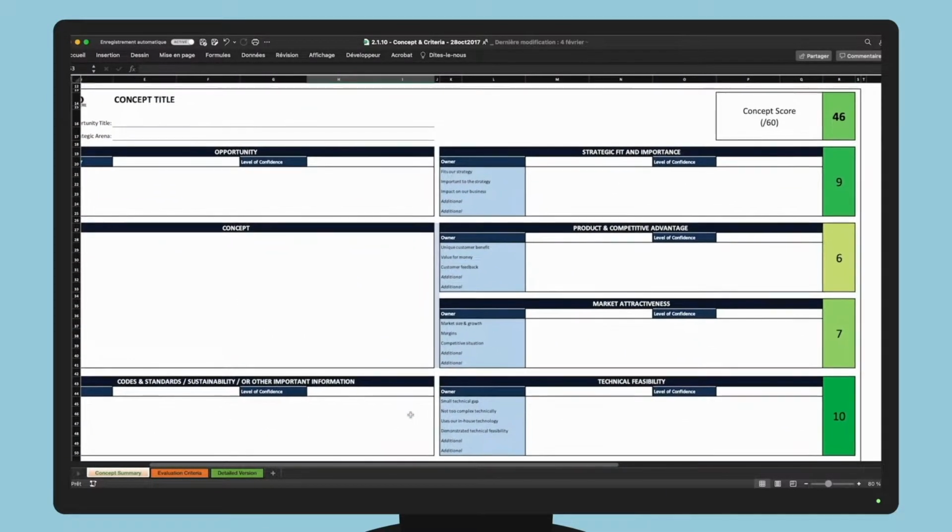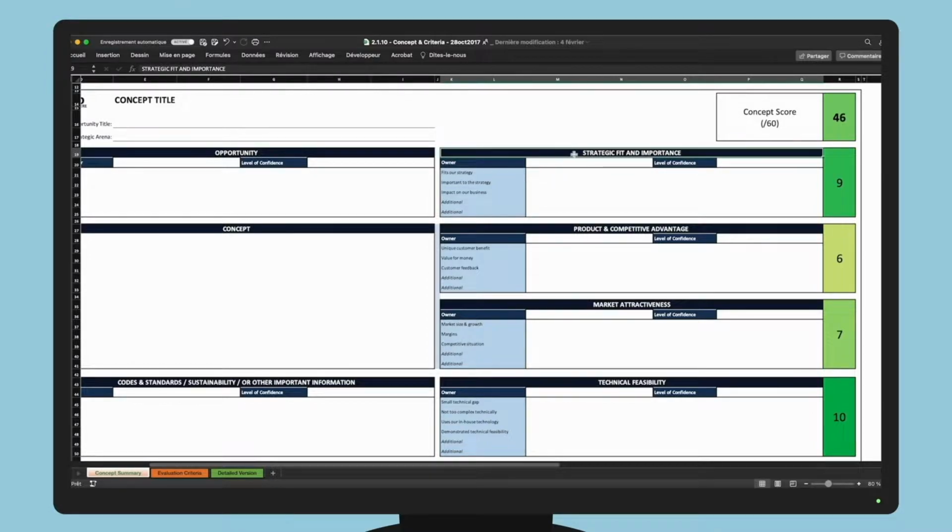On the right-hand side, it details the 6 scoring criteria, which are how the concept fits in the innovation strategy of your organization and what justifies its level of importance. Then, the market feasibility is split into 2 criteria. What would be the product and competitive advantage? What is the market attractiveness? How will the concept leverage business strengths?